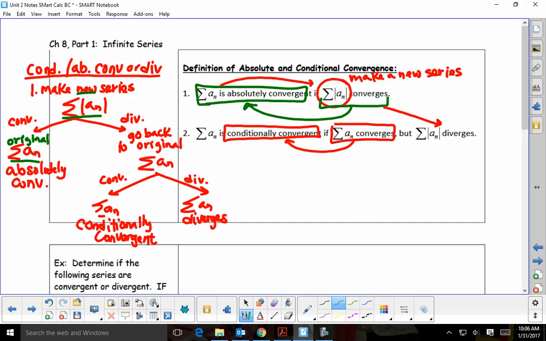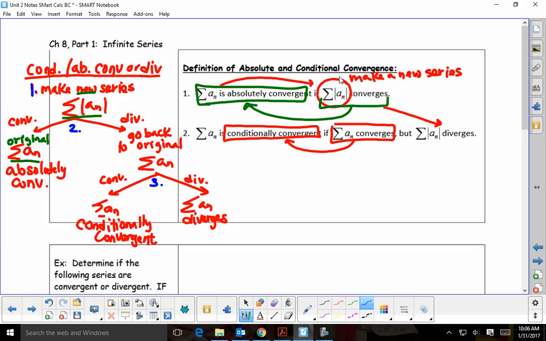Okay, so again, first, make a new series. Second, see if that new series converges or diverges. If it converges, you're done. If it doesn't, then go to step 3. See if the original converges or diverges. Okay? That would be kind of my flow of what I would do.